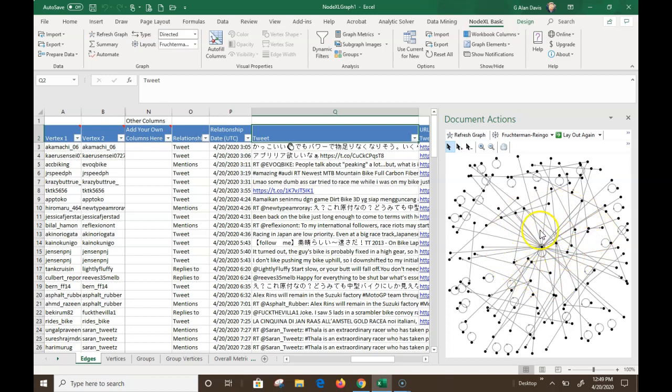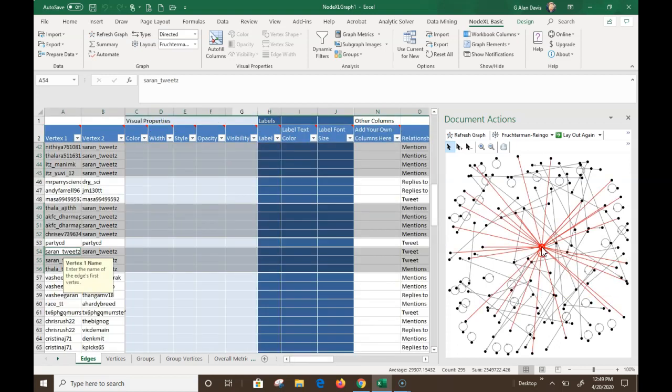So as I said in my other video, Twitter is a directed network, so you'll notice all of these lines have an arrow that are pointing to this person in the middle. So they seem to be an influencer. So if I click on that person, I see that their name is Saren Tweets, and I also see all of the other people who are around this person who are following this Saren Tweets person.